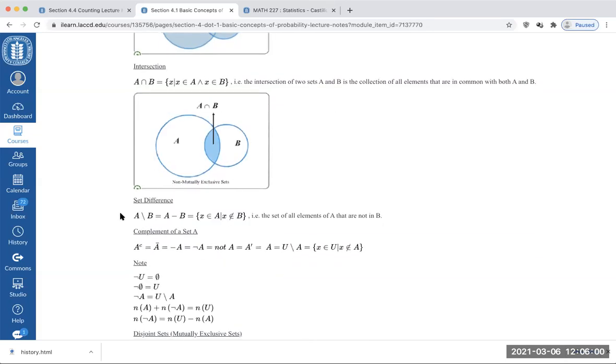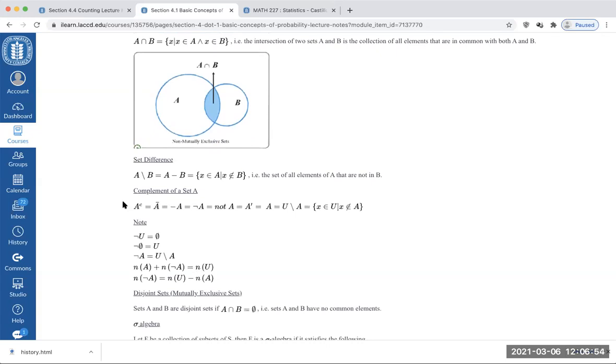Set difference. A take away B, sometimes denoted by A minus B, is the set of all x in A such that x is not in B. So it would be the set here of all elements that are in A, but they're not in B. So it's all this white space here, these spaces to the left, that is in A, but it does not include any of this right portion, the portion that's shaded blue. So this is A take away B.